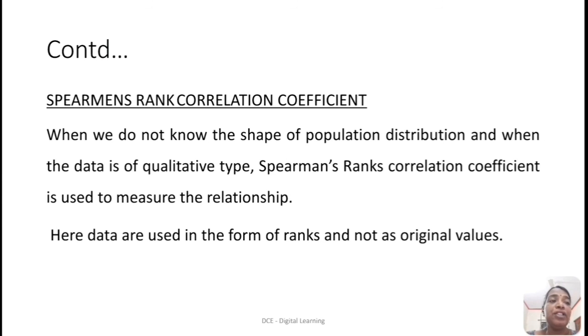Spearman's rank correlation coefficient. This is another algebraic method. We use it when we do not know the shape of the population distribution and when the data is of qualitative type. So when the data is of qualitative type, we use rank correlation. Rank correlation is used to measure the relationship. Here the data may be in the form of ranks but not the original values.